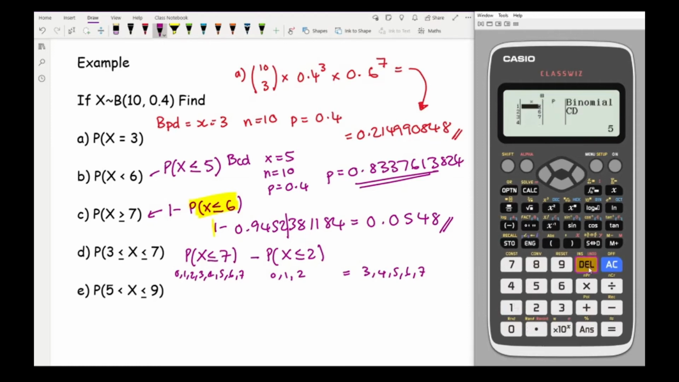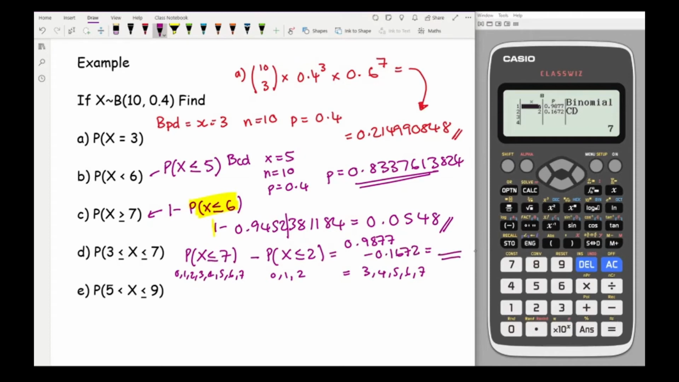So here I'm going to delete all those numbers that are in there. So I'm wanting 7 and I'm wanting 2. I press equals, enter the parameter in, which is fine, and it's giving me those 2 values. So here what I need to work out then is 0.9877 minus 0.1672. Press equals and I'll get the same answer, and there is what I'm wanting.